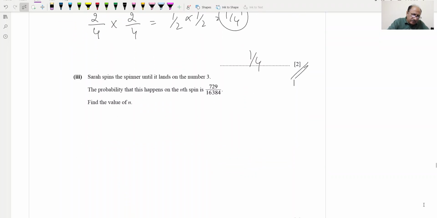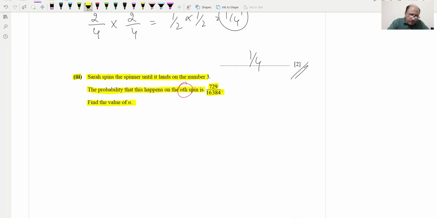Now for part third, Sarah spins the spinner until it lands on the number 3. So the probability that this happens on the nth spin is this much. Nth spin is important, which we'll be using. Find the value of n.